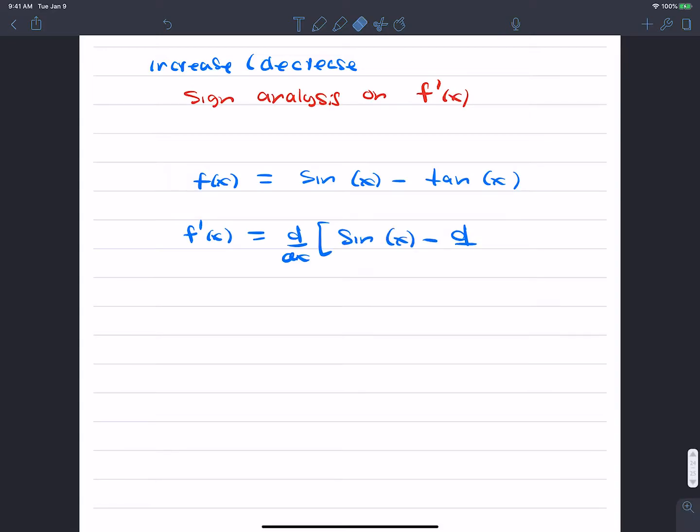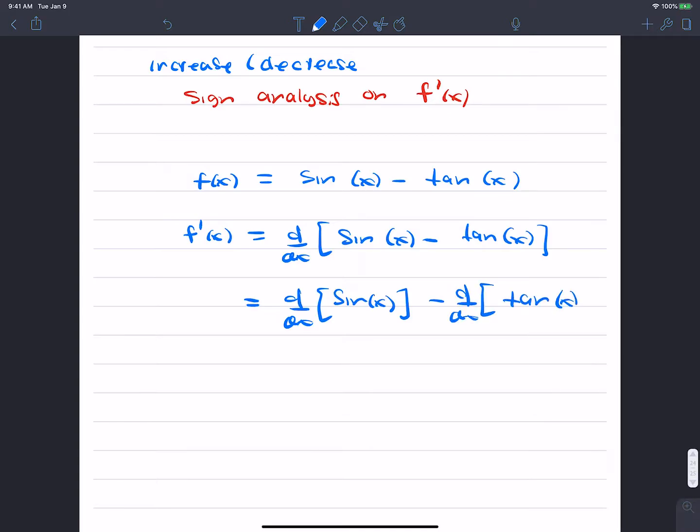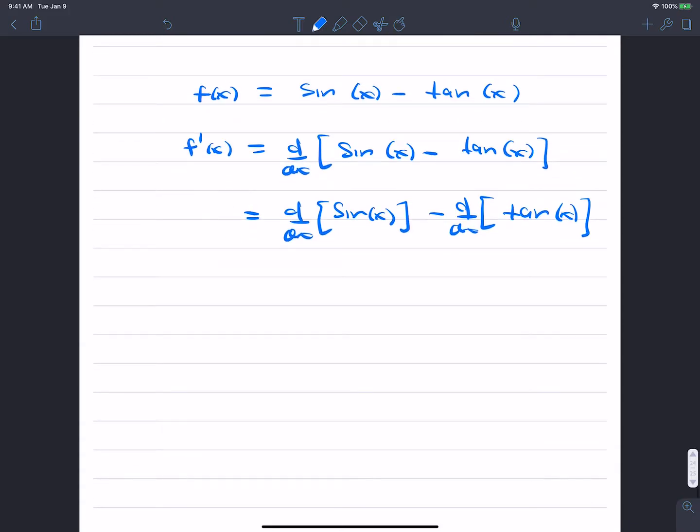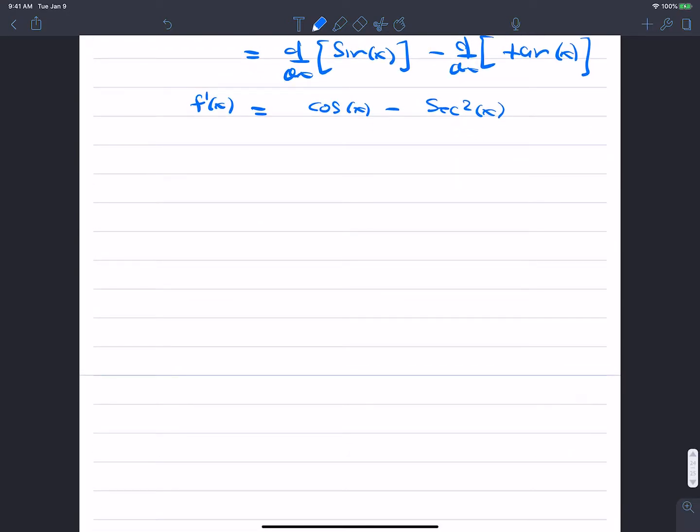So f prime of x is going to be the derivative of sine minus tangent. And again, the derivative of a difference is the difference of what? Derivatives. So, what's the derivative of sine again? Cosine. What's the derivative of tangent? Secant squared x. Is that right? Okay, you guys okay with that?